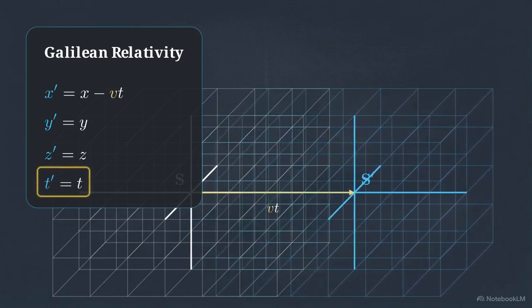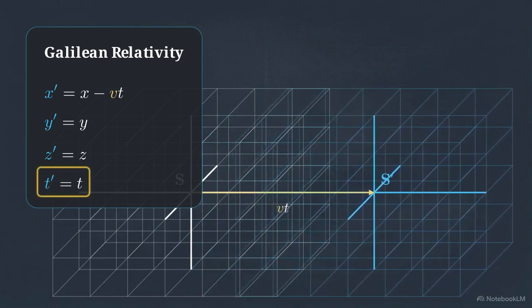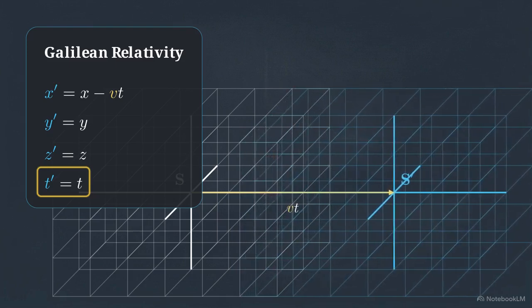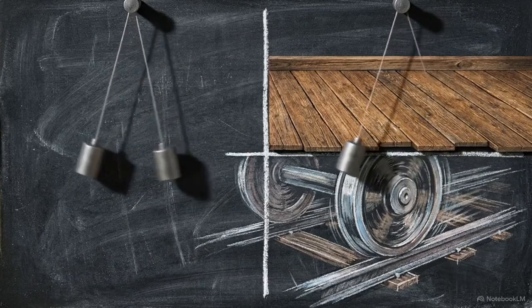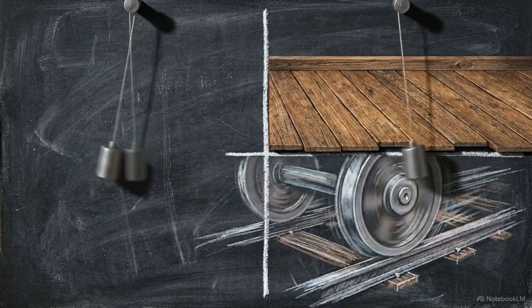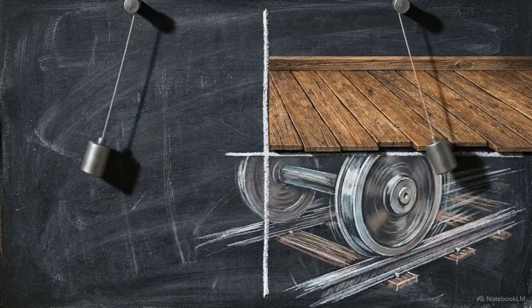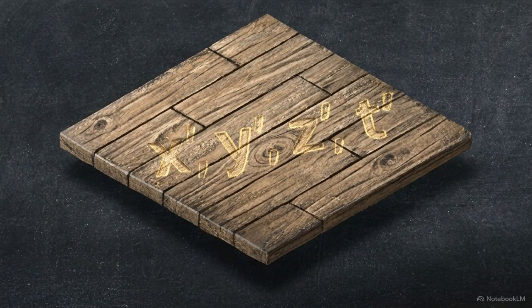But the most significant part of the transformation is the fourth equation, t' equals t. This is the mathematical proof that time does not change based on relative motion. The clock on the moving train ticks at the exact same rate as the clock on the stationary platform. The Galilean transformation encodes the absolute stage into mathematics, rendering motion irrelevant to the passage of time.